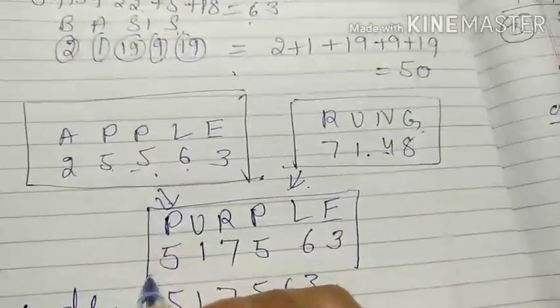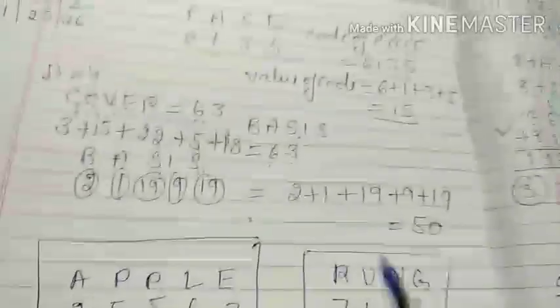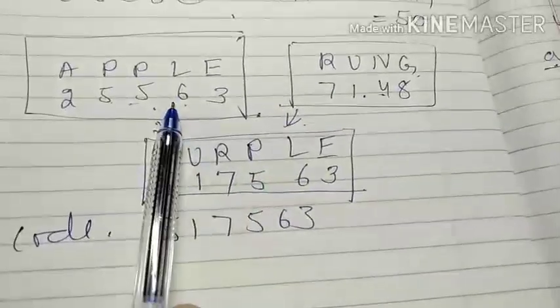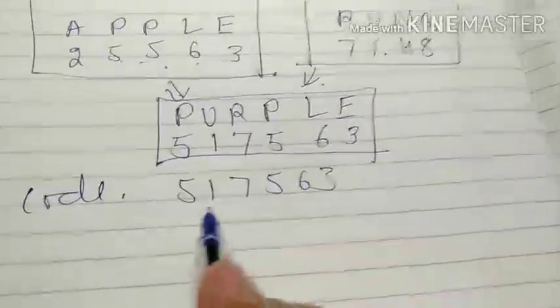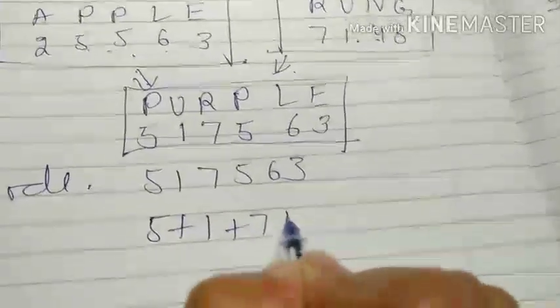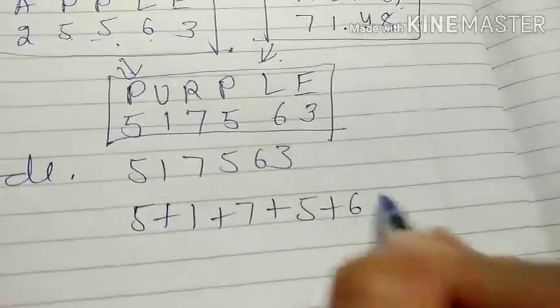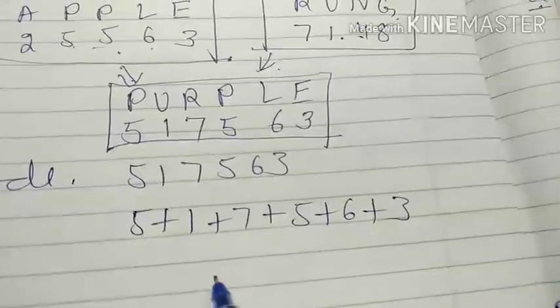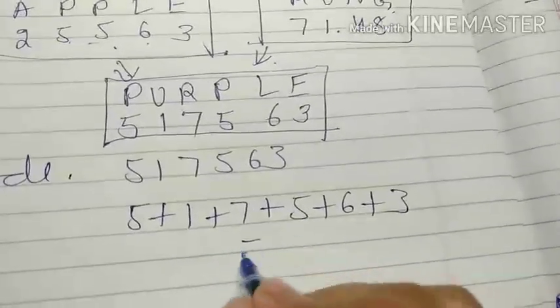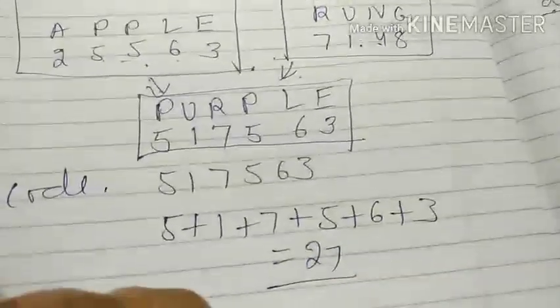If the code is not given and only the English alphabet is written, then you follow the earlier method for finding the code. Otherwise, if the code is given to you, you pick from there. Now if they ask for the value of the code, you add 5 plus 1 plus 7 plus 5 plus 6 plus 3. That gives you 10 plus 10, 20 plus 7, 27. 27 is the value of the code.